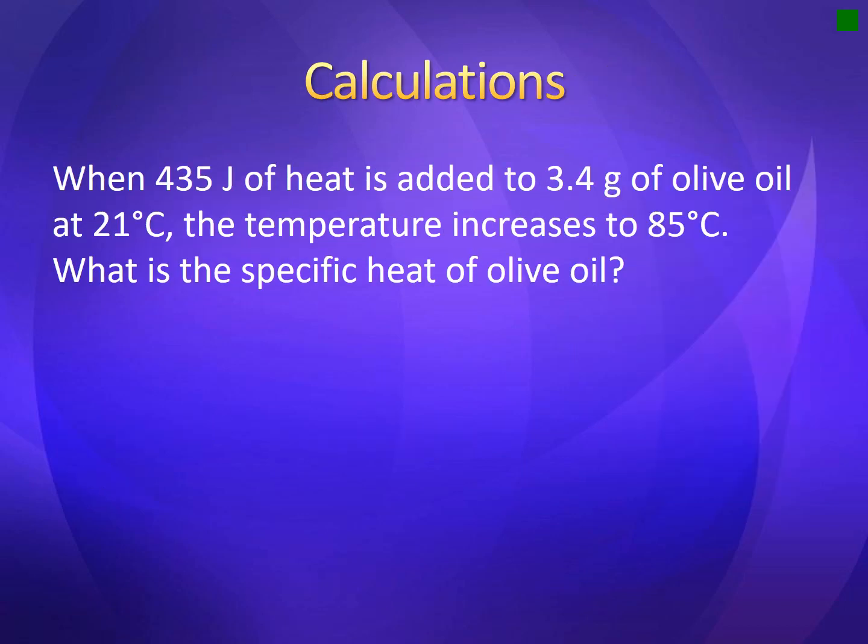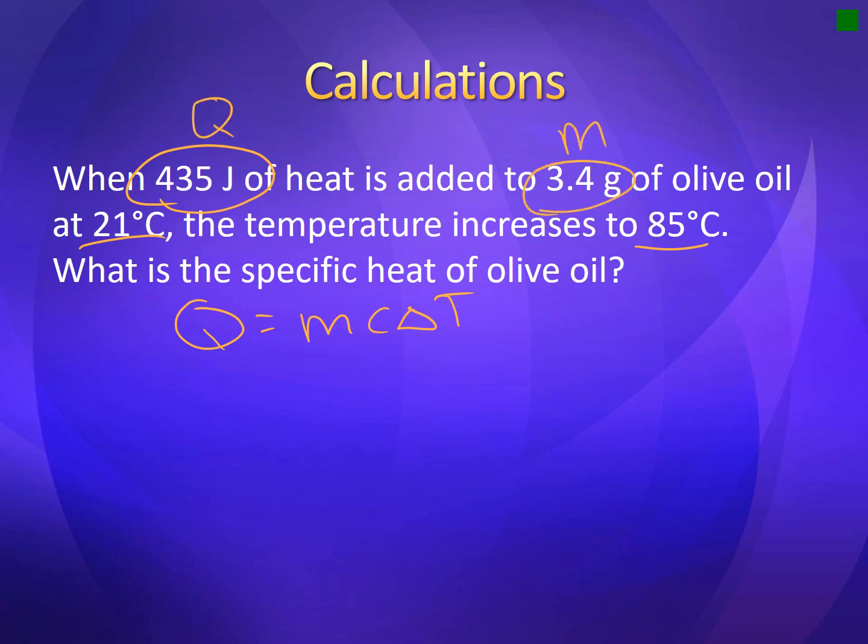So let's do a calculation. First off, you want to figure out which calculation you're going to be doing. Because there's a temperature change, I know I'm going to be using Q equals MCAT. I also am going to try to look through these problems and see what variables I know. So 434 joules, that's going to be my Q. 3.4 grams, that's going to be my mass.